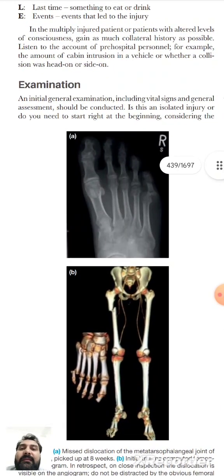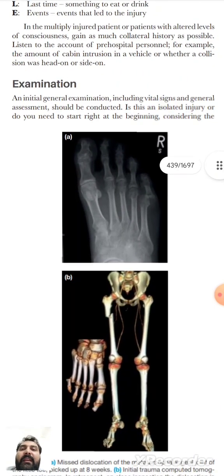E for events that led to injury. In a multiply injured patient or patients with altered level of consciousness, gain as much collateral history as possible. Collateral history is the history given by the attendants or the onlookers. Listen to the account of pre-hospital personnel. For example, the amount of cabin intrusion in a vehicle. If there is a cabin intrusion, it shows a large force dissipated, or whether a collision was head-on or side-on.